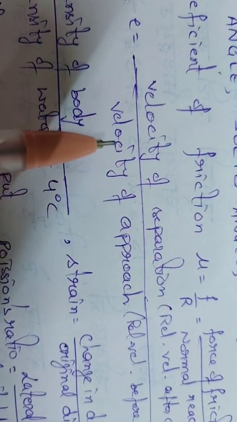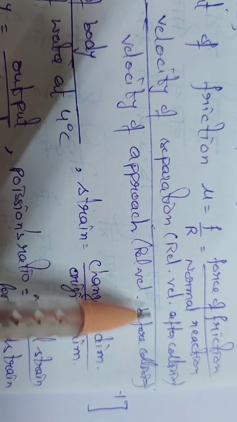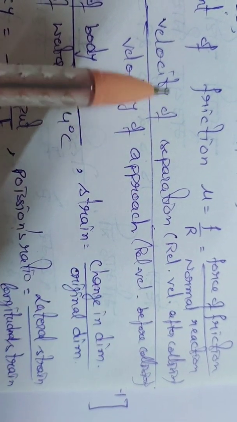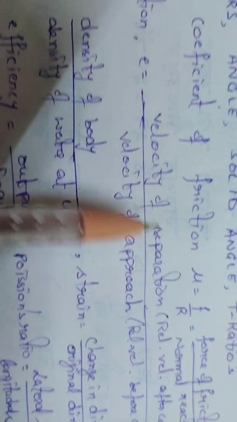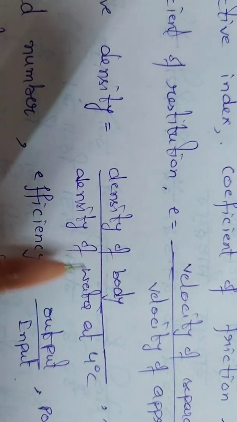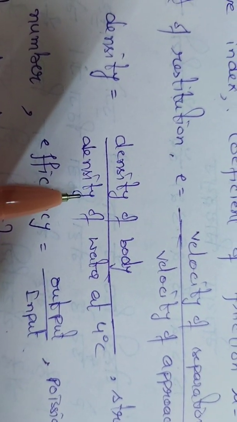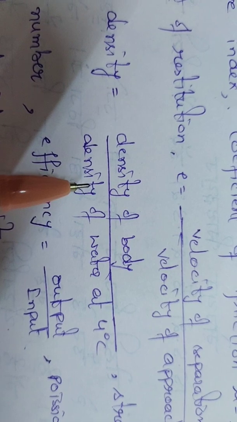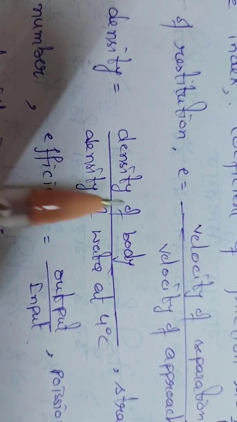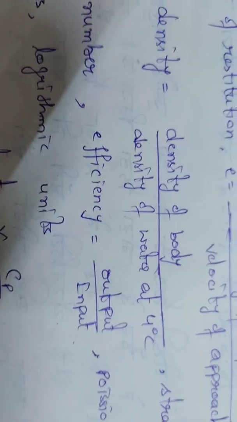Coefficient of restitution is defined as velocity of separation upon velocity of approach, meaning relative velocity after collision divided by relative velocity before collision. Velocity upon velocity, no dimensional formula. Relative density is the density of a body divided by the density of water at 4 degrees Celsius. Density divided by density, they will get cancelled, ML^-3 divided by ML^-3, so they do not have a dimensional formula.